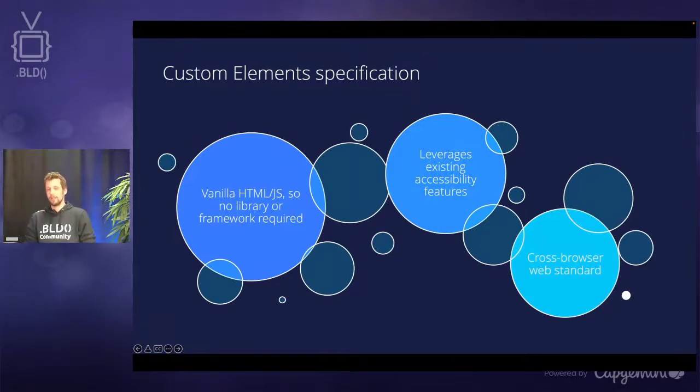First one, the custom elements specification. This gives us the possibility to define new custom HTML tags. After defining it, it can be placed anywhere in the DOM, as you would also do with the normal HTML elements. The custom element specification is a cross-browser standard that does not need a library or framework to work. And what is also good to mention here is that since it's a standard that all browsers implement in the same way, existing accessibility features, for example, can be leveraged out of the box.